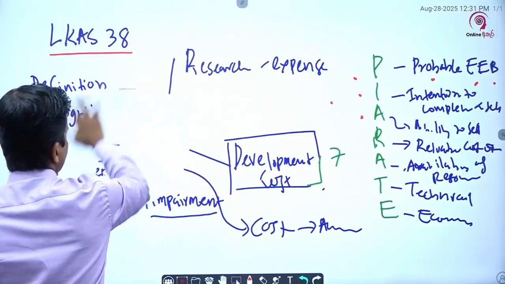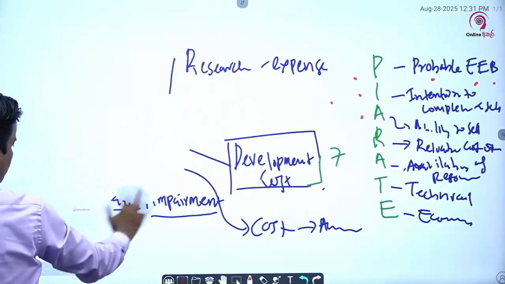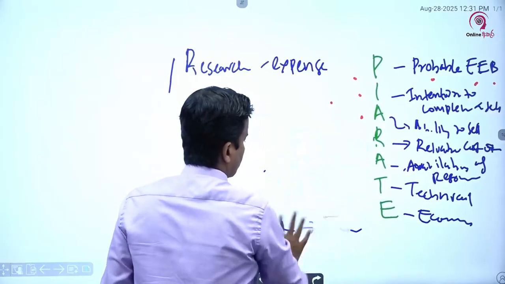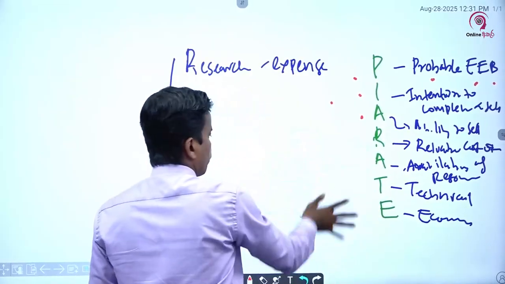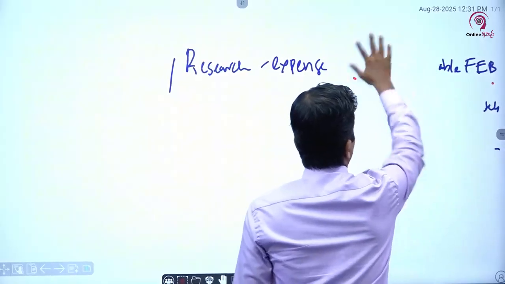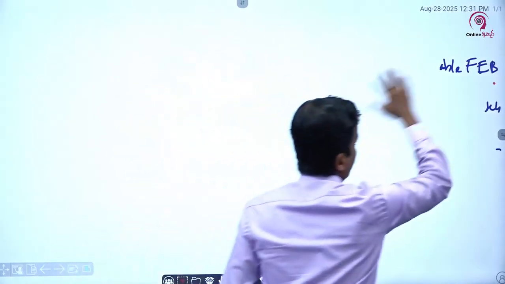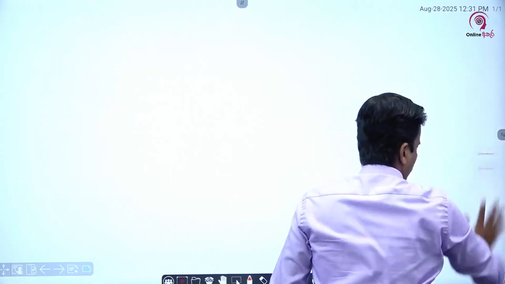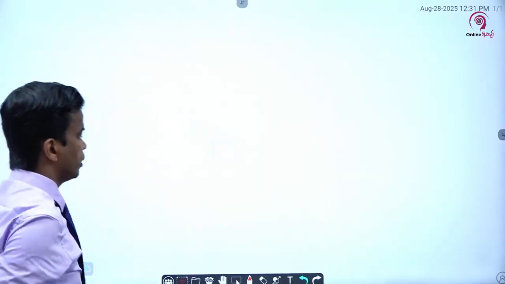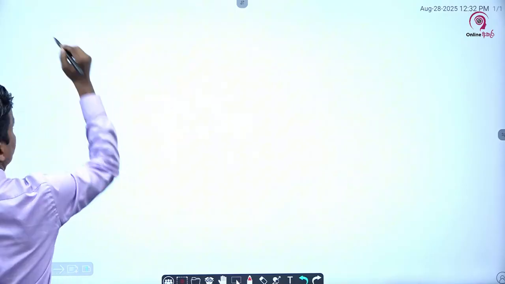So what is investment property? Now we have discussed PP&E, property, plant and equipment, and we have discussed intangible assets. The main difference between property, plant and equipment and intangible assets is that property, plant and equipment have a physical substance, but intangible does not have a physical substance. So what about investment properties? Does it have a physical substance? Yes.